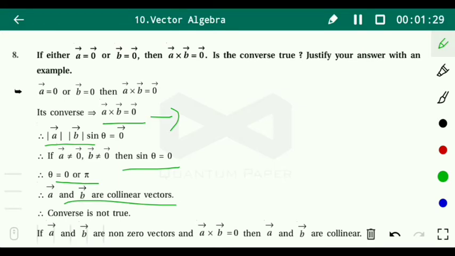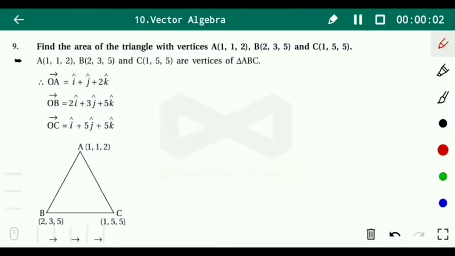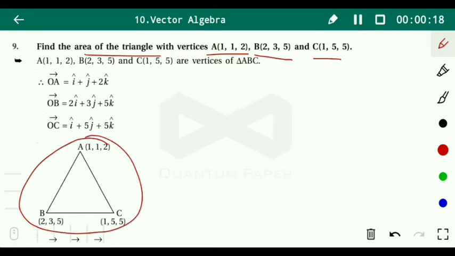Is it clear? Question 9. Find the area of the triangle with vertices A (1, 1, 2), B (2, 3, 5) and C (1, 5, 5). Then we have to find the area of the triangle. So how to find area of triangle? Here vertices are given. So the formula is 1 by 2 magnitude of the cross product of any two consecutive sides.